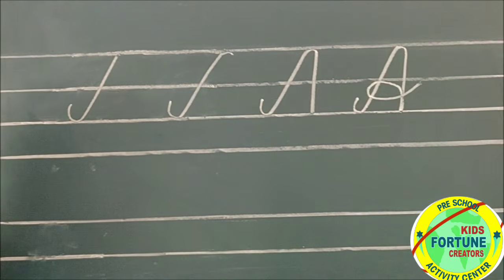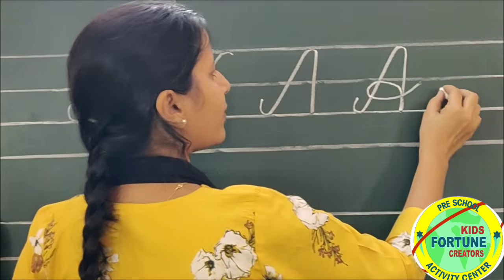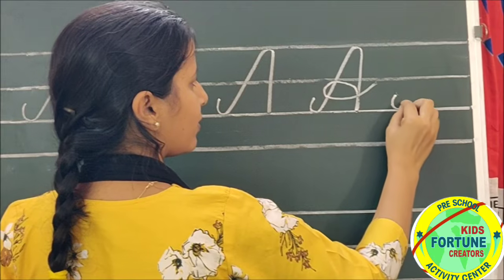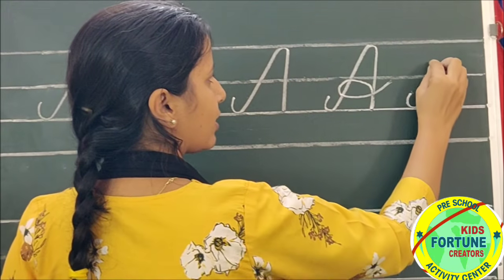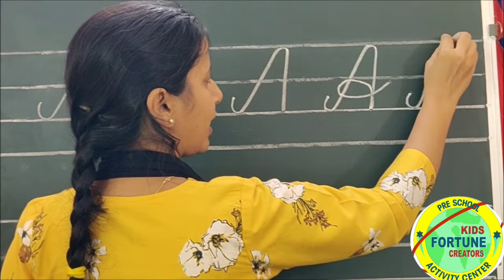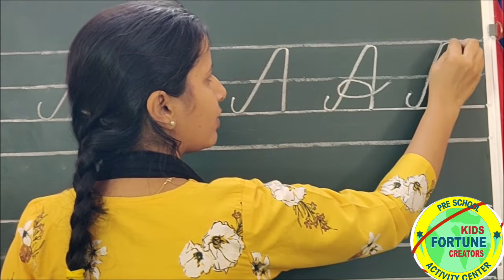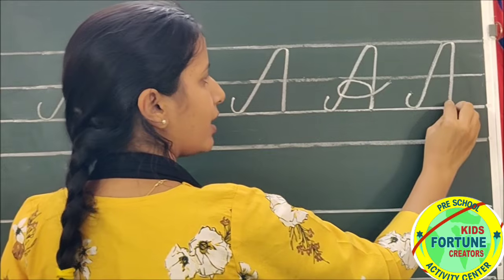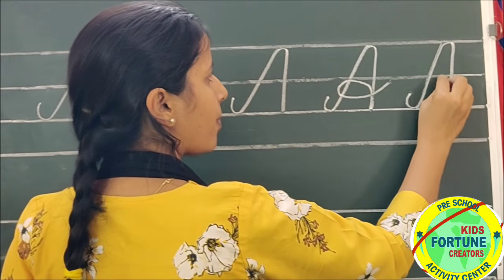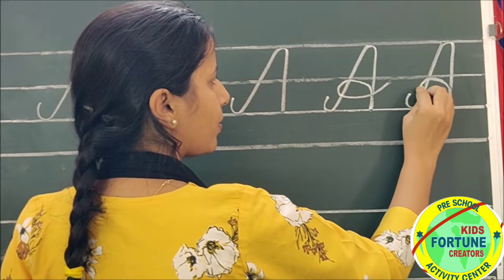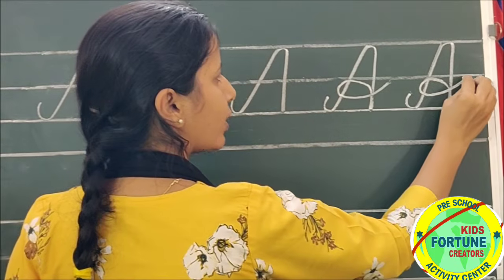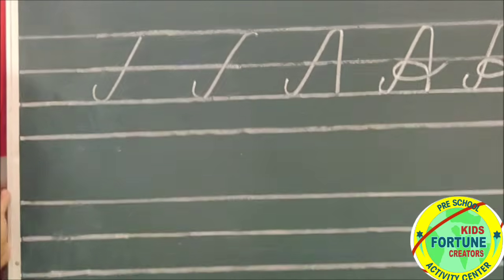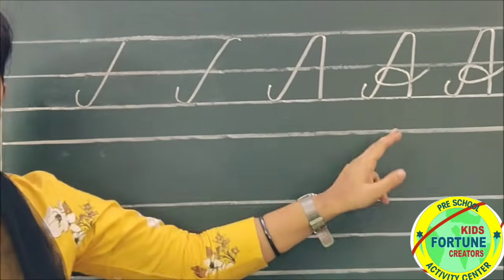This is A. One time more, go down curve, slant line, small curve, come back with a straight line, little bit go up, make a loop and take out with a tail. This is capital cursive A. The sound of A is A.